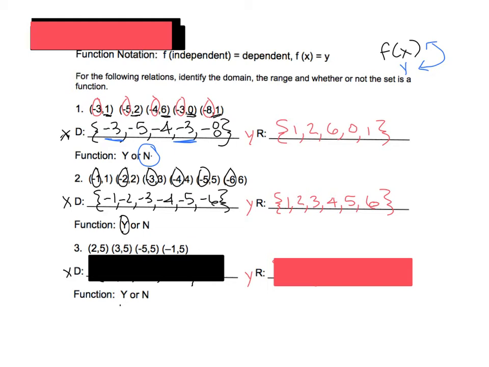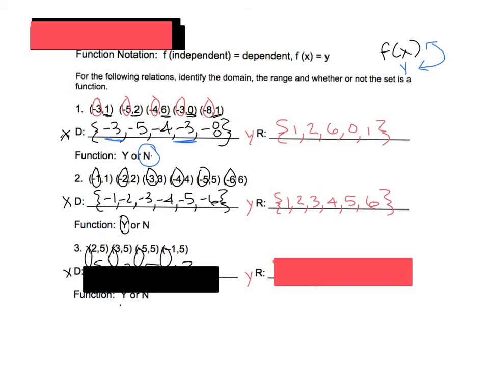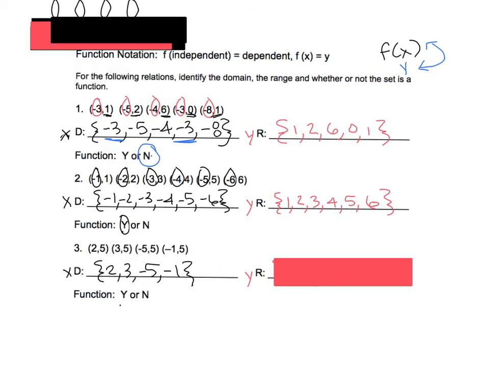Number 3. Here's our relation, and I'm going to circle my domain. And remember, everything not circled is my range. So the domain is 2, 3, -5, -1. And now I want you guys to determine what the range is and whether this is a function or not on your own.